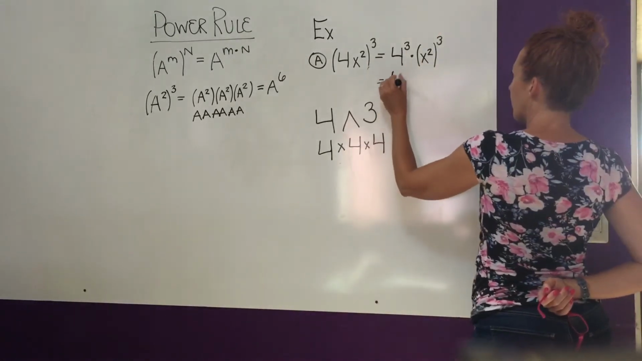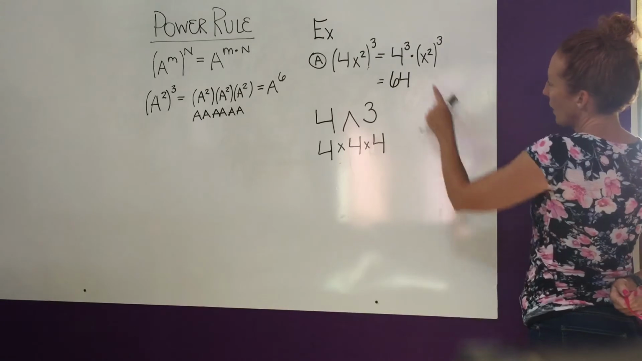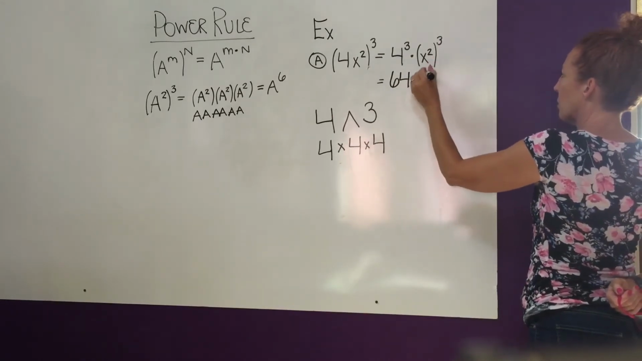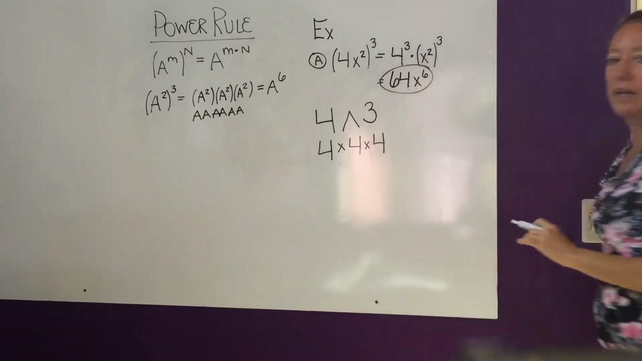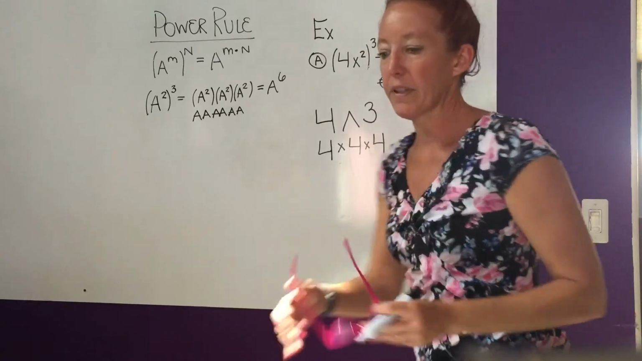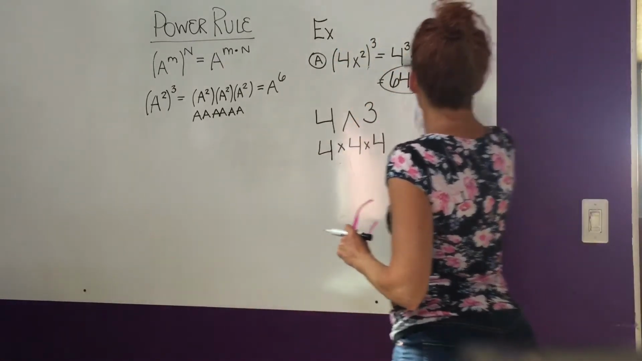So 4 times 4 times 4 is 64. And then x squared taken to the 3rd power, we're going to multiply those and come up with x to the 6th. All right, let's do our next one. What happens if we have a negative with that coefficient?